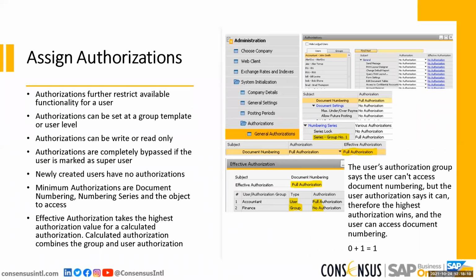The minimum suggested authorizations for any user are document numbering, numbering series, and the particular objects they need to access. For example, business partner master data or a sales order.